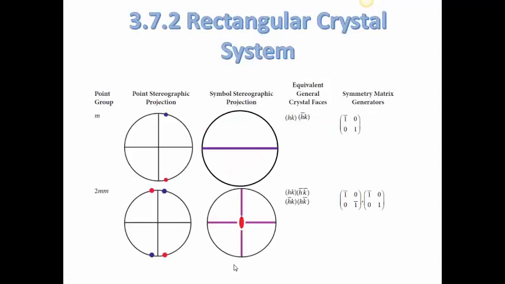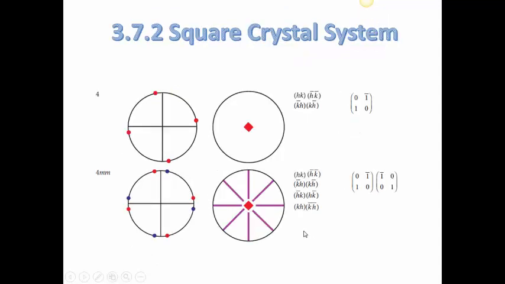Then we can put in our rectangular crystal system. We notice that these are both perpendicular, and we have these two purples that look a bit different, but they're meant to be the same. We have the mirror, and then when we put the twofold and the mirror together, we generate a second mirror, and notice that 2mm is order 4, so we have 4 of these equivalent general crystal faces.